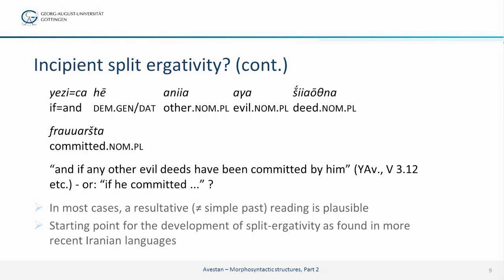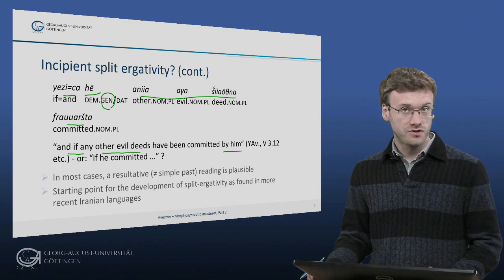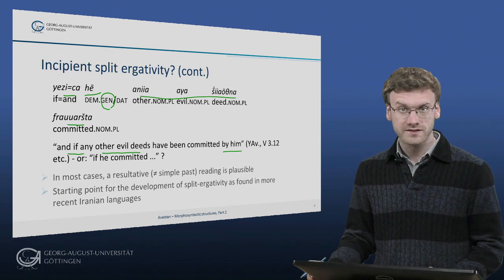Yezi cā hē anya arəšiiaoθna frauuarštā. And if, yezi cā, other evil deeds, anya arəšiiaoθna, have been committed, frauuarštā, by him, hē. Or should we rather translate "if he has committed"?